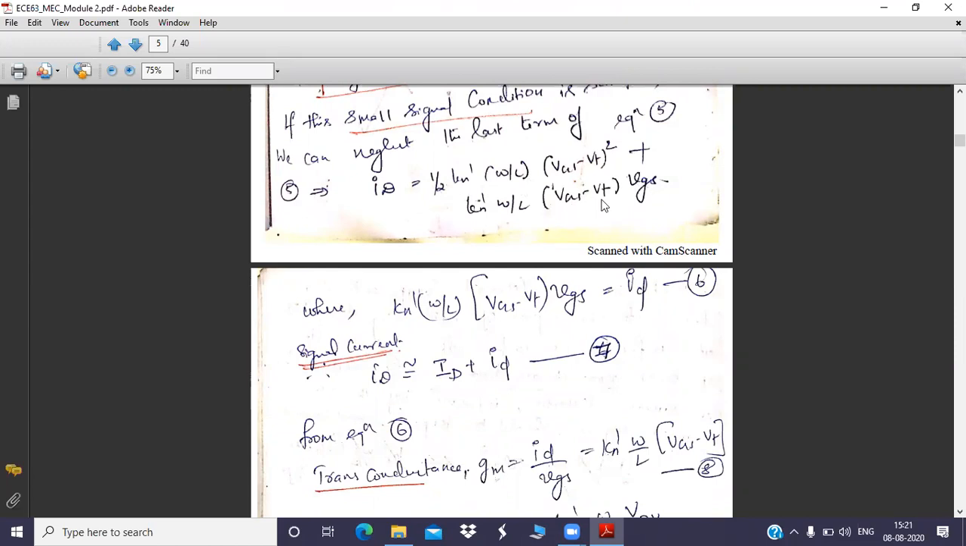So I can write this as small letter ID because this is AC, isn't it? You have AC here, VGS. So this is DC and this is AC. So DC plus AC will be the total current I with the capital D. Small letter I with the capital D is the total signal current which will have a DC term capital ID, that is nothing but your first term, plus small letter ID, that's your second term.